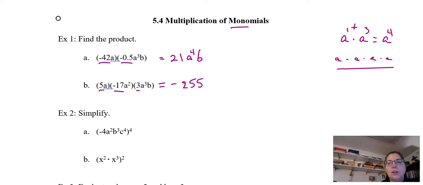I see in the first term I have an a to the first. The second term has an a to the second. The third term has an a to the third. So even though I have more than 2, I still do the same thing. I'm going to add 1 plus 2 plus 3. 1 plus 2 is 3, 3 plus 3 is 6, so I end up with a to the sixth. And again, the last term is the only term with a b, so I just leave it as a b. If there were b's in all the terms or in 2 of the terms, I would add their exponents together. So that's what it looks like when you're multiplying more terms.